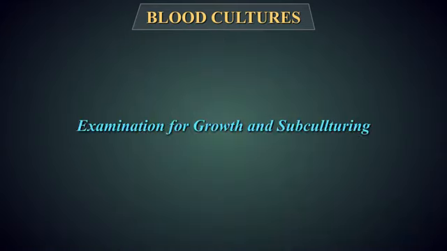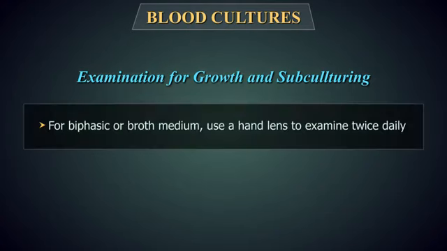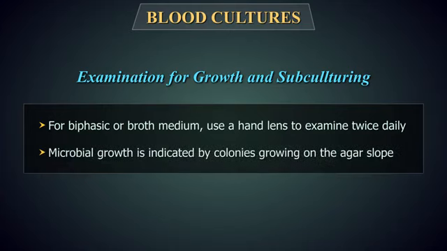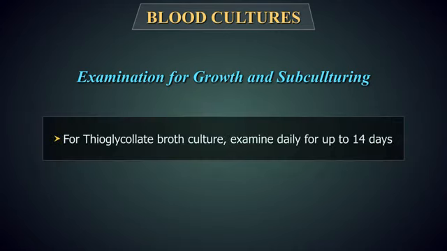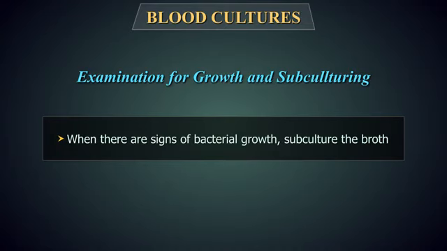Examination for growth and subculture. For diphasic or broth medium, use a hand lens to examine twice daily for microbial growth up to 7 days, or 4 weeks when brucellosis is suspected. Microbial growth is indicated by colonies growing on the agar slope, usually beginning at the agar broth interface. For thioglycolate broth culture, examine daily for up to 14 days for visible signs of bacterial growth. When there are signs of bacterial growth, subculture the broth.